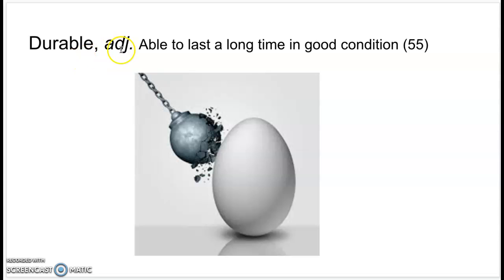Durable is an adjective, and it is able to last a long time in good condition. I thought this was an interesting picture because eggs are usually not durable, but this one is because the wrecking ball is breaking against the egg.